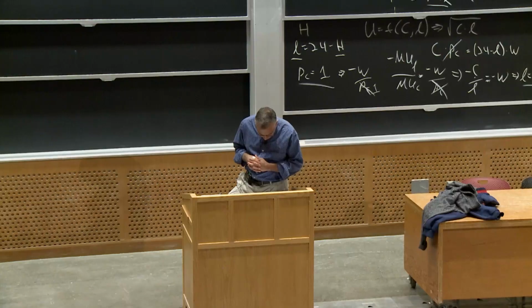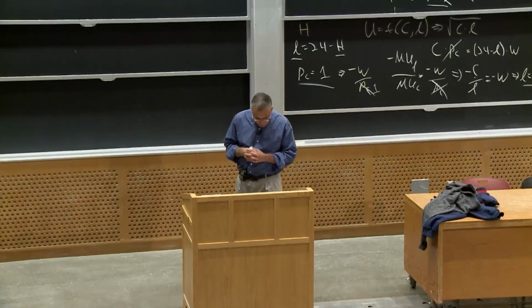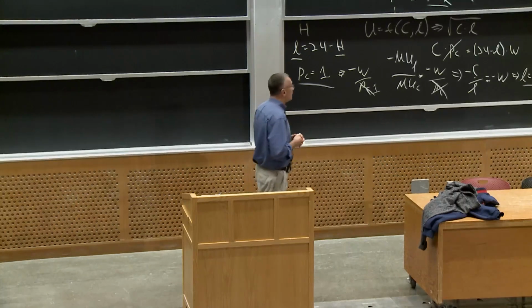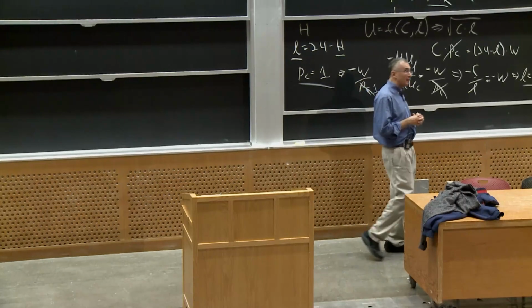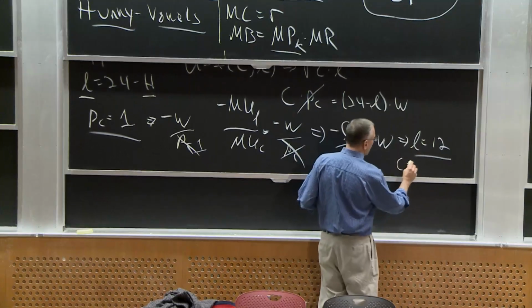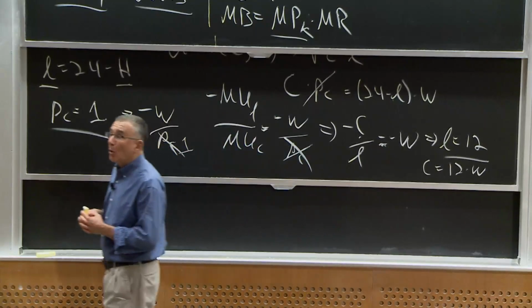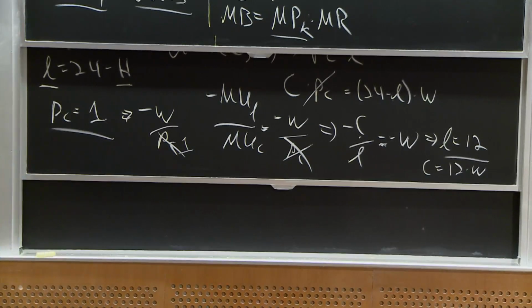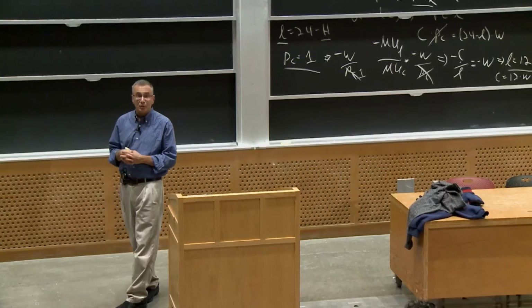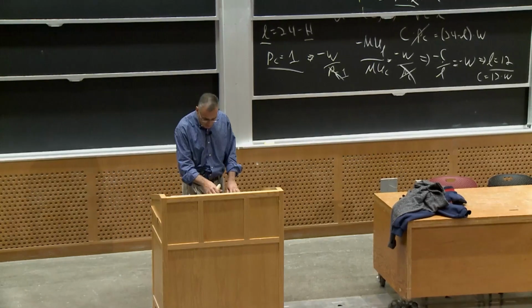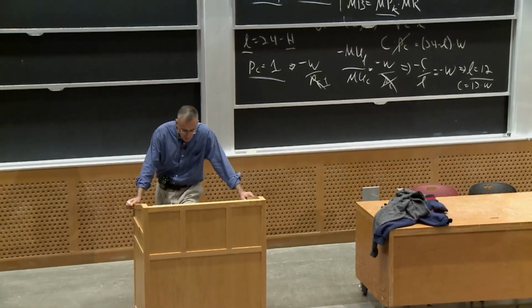It equals 12W. Yeah, that's right. Leisure equals 12. So for this particular case, you always choose the same amount of leisure, and consumption, therefore, is 12 times W. So you take 12 hours of leisure, you work 12 hours, and you get 12 times W in consumption. That's mathematical. We can see it graphically in figure 15.1.